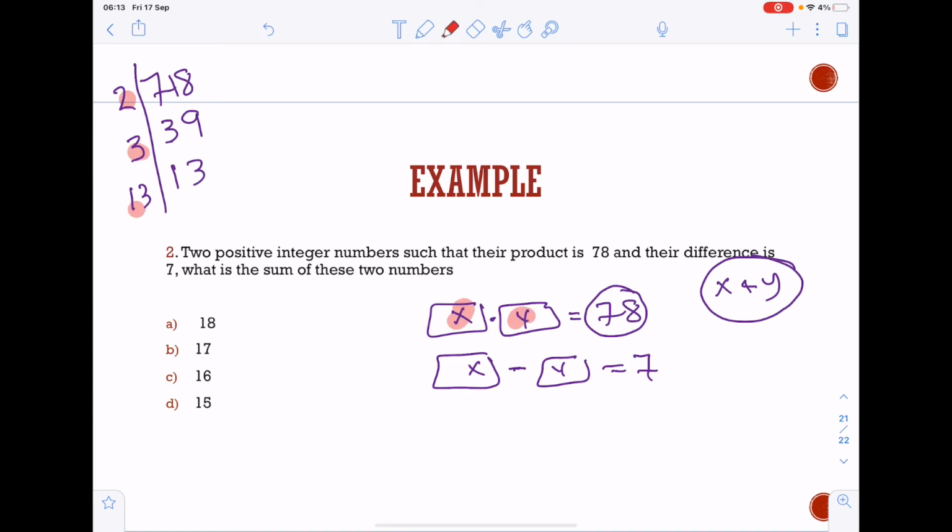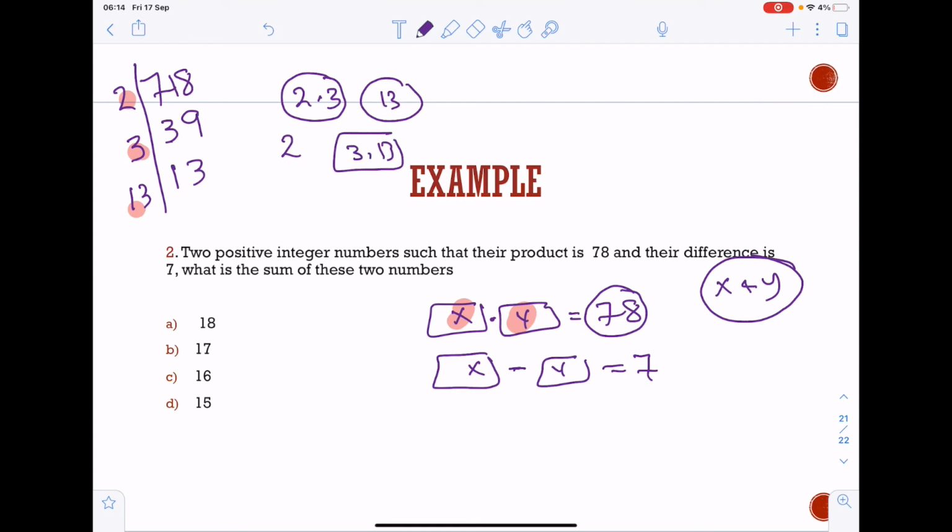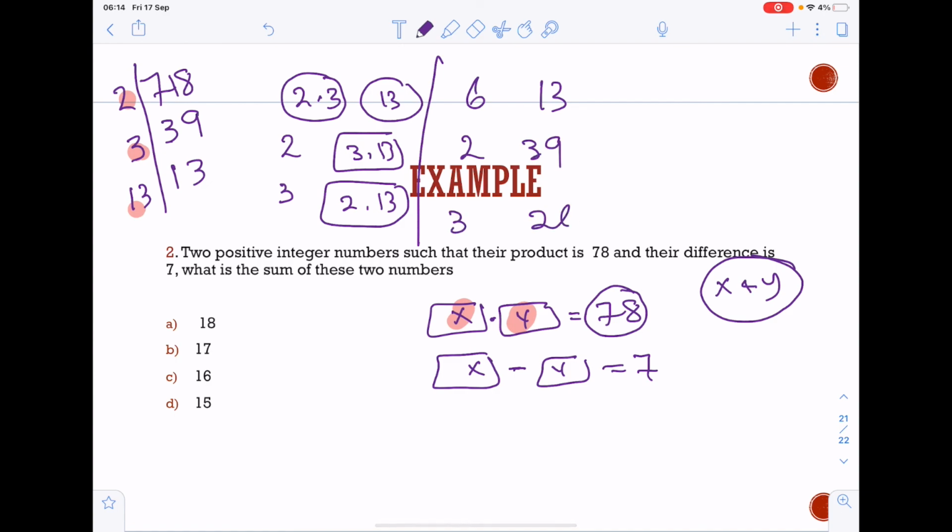Since we need only 2 factors, we can choose 2 times 3 as one factor, and the other factor is 13. Or we can choose 2 with 3 times 13. Or we can choose 3 with 2 times 13. So in this case, we have 6 and 13. Here we have 2 and 39. And here we have 3 and 26.